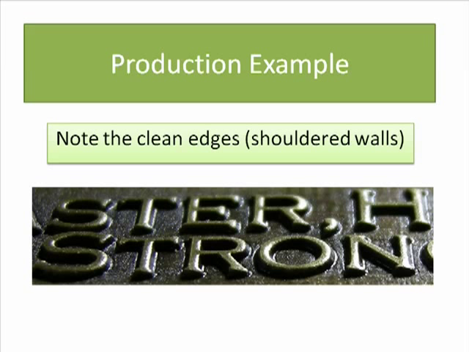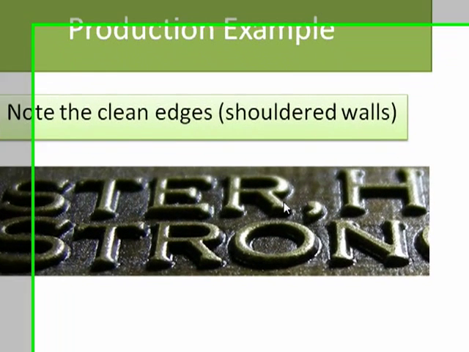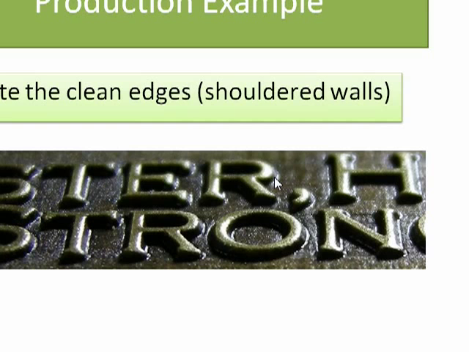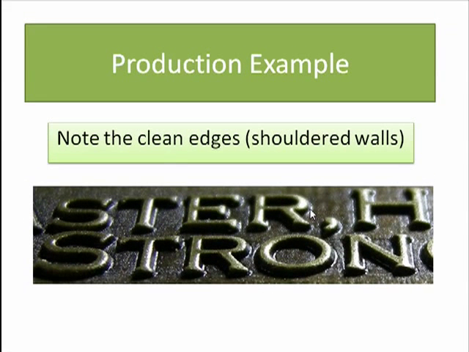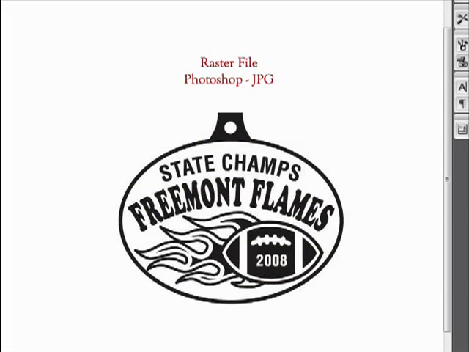Now, here's an example of something that came out of production. Note the nice clean edges. The walls are a little bit shouldered, in which they're a little bit thicker towards the base to provide a little bit more stability. Now, here's an example over in Photoshop of a JPEG.